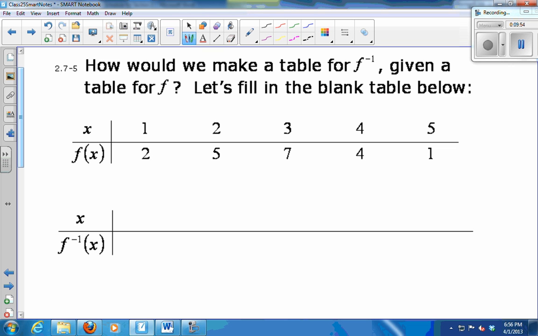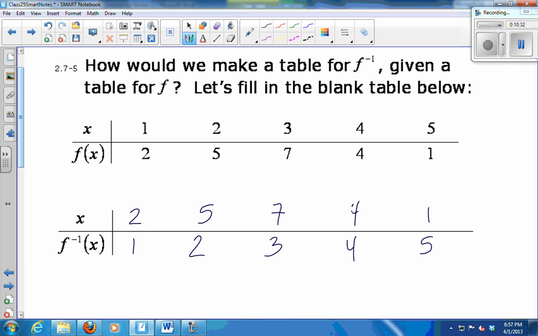So if 1 is the input to f and you get an output of 2, then when you plug a 2 into f inverse, you should get the 1 back. And if when you put a 2 into the f machine, you get 5, then when you take that 5 and put it into the inverse machine, you get 2 back. So then 3 goes into f and you get 7. Take that 7 and plug it into f inverse, you get 3. So then 4, 4, and 1, 5.